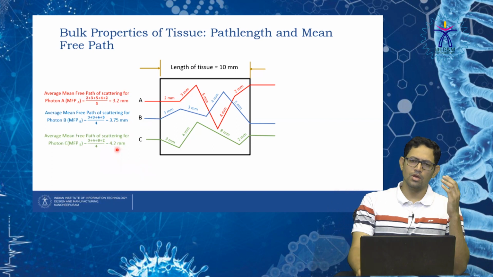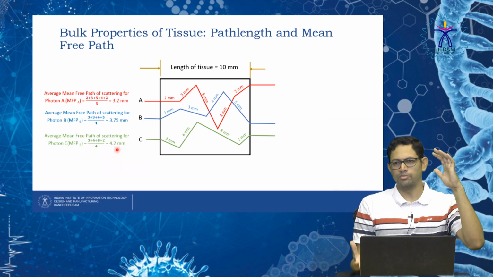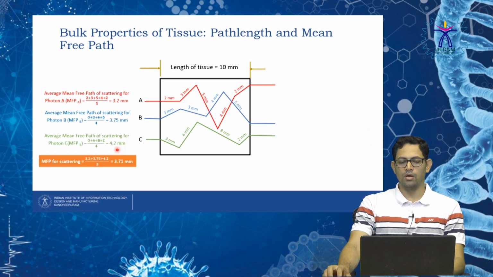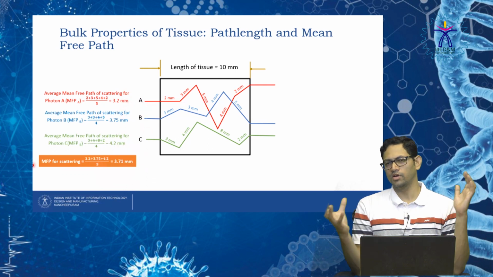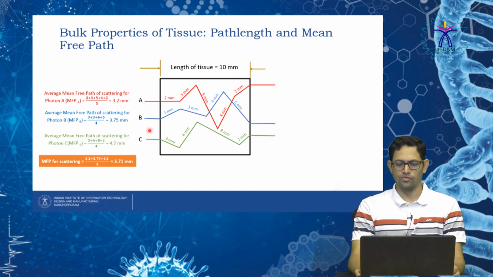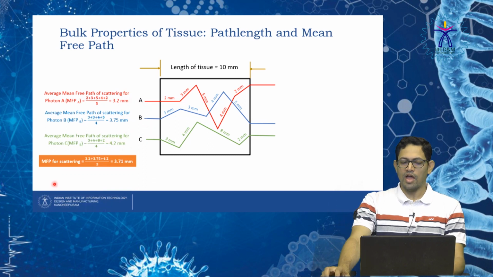Now I can come up with a lot of photons. I can capture tens of millions of photons, and then I can come up with a mean free path for the scattering. Okay, so I get it around 3.71. Just now I have added only the average of these 3 mean free paths of A, B, and C, but I can have it for tens of millions, and that's how simulation will happen, if you are simulating a phantom tissue, for example. Now, what I have defined is mean free path for scattering.